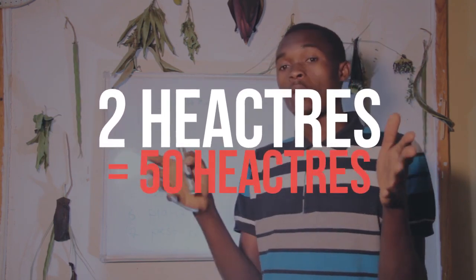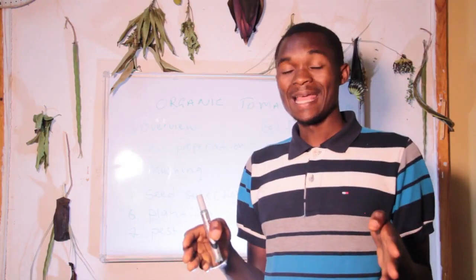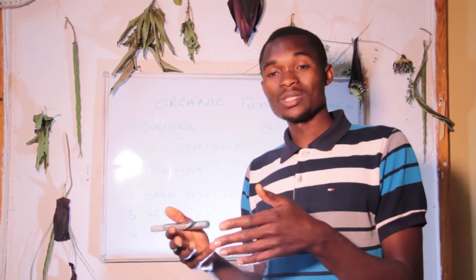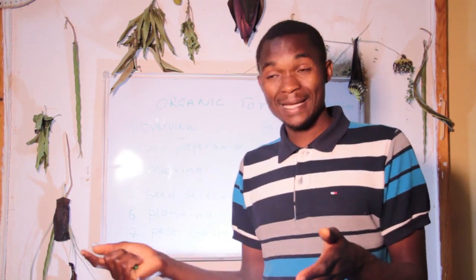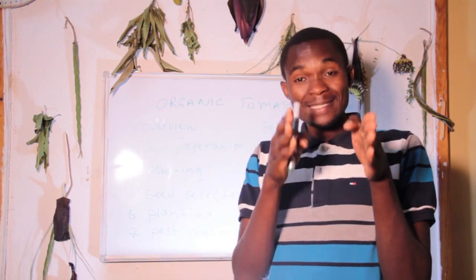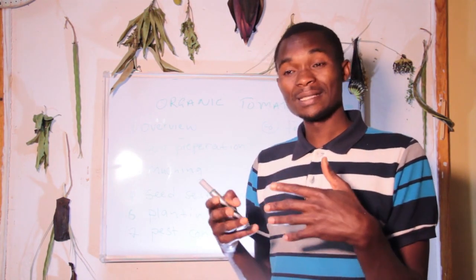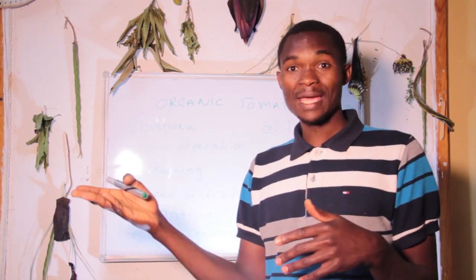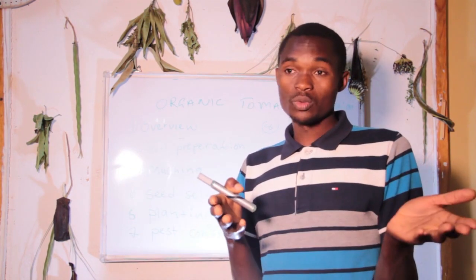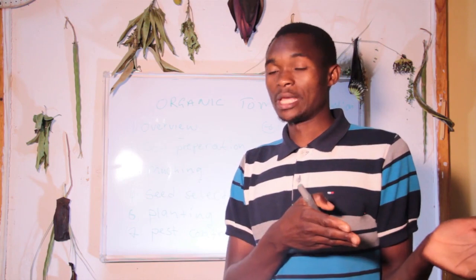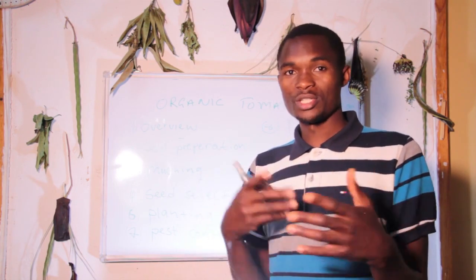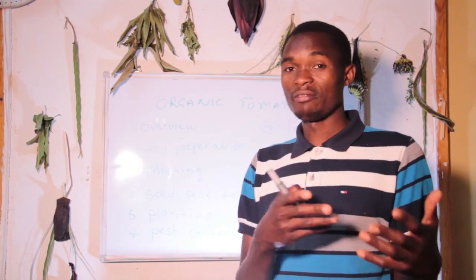Let me give you an example. In South Africa, there's a woman who is growing organic crops on 2 hectares, and the production which she produces is equivalent to 50 hectares. She is doing her very best, and the yield is so high that someone who is planting on 50 hectares cannot beat this woman who is planting on 2 hectares, when you calculate the cost and the profit she's making using organic farming.